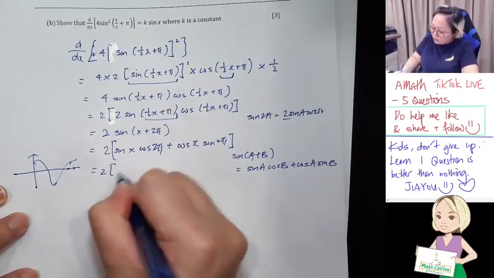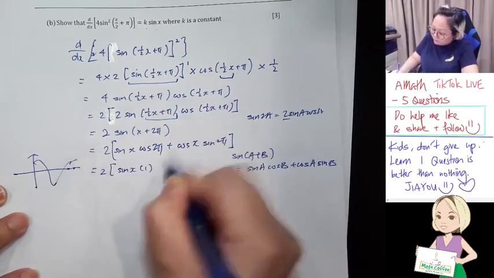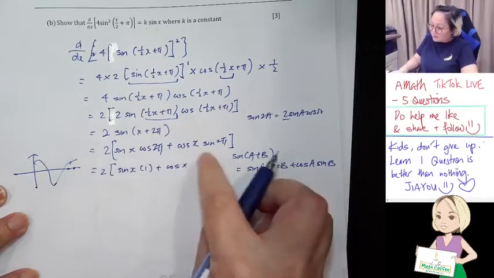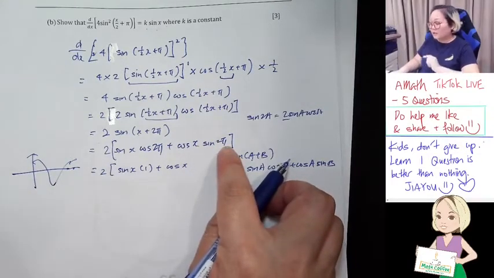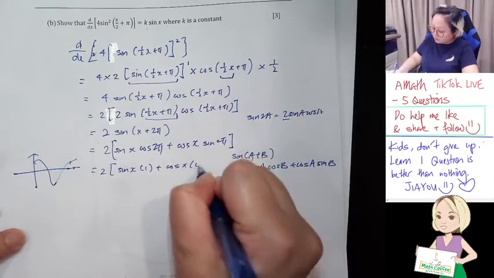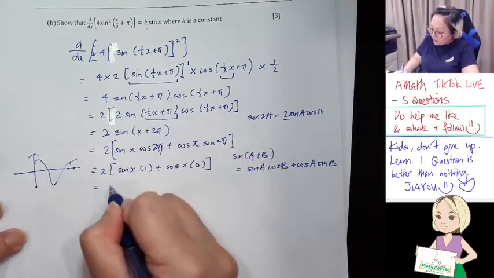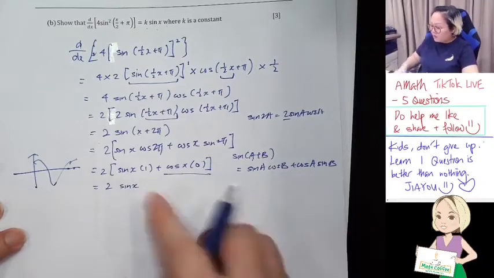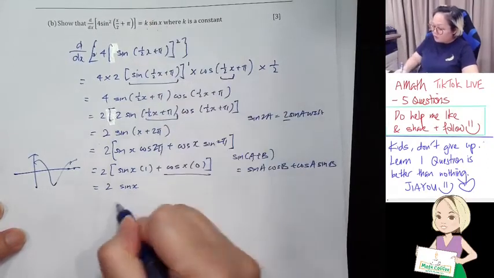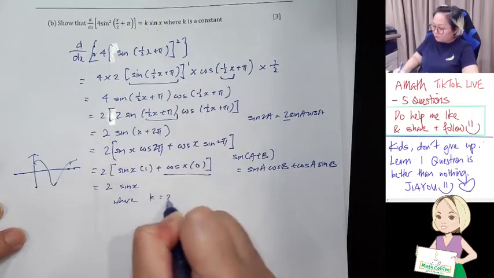So 2 sine x and 1 plus cosine x. Sine 2x is sine 360 degrees, which is 0. So this one is 0. In the end, you only have 2 sine x because this one is 0. Therefore, by comparing, you will say, oh, k equals 2. Done.